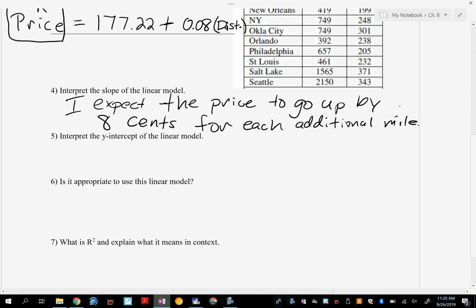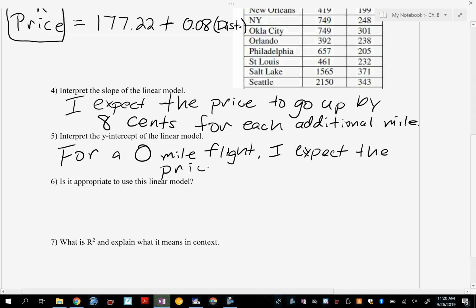I'll speak slower. Now, for number 5, I wrote on that same board underneath the slope how to interpret the y-intercept. So for a value in x that's 0. So the x values here are distances. So we're saying for a 0-mile flight, so literally going nowhere, I expect the price to be $177.22.